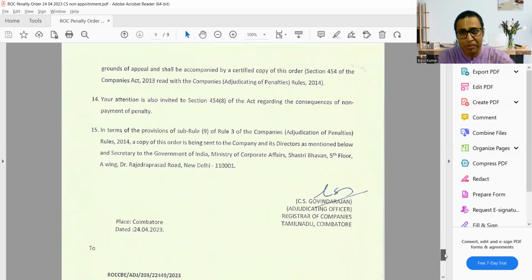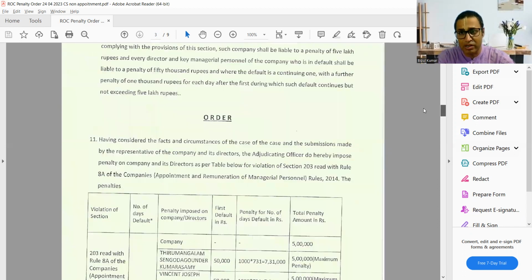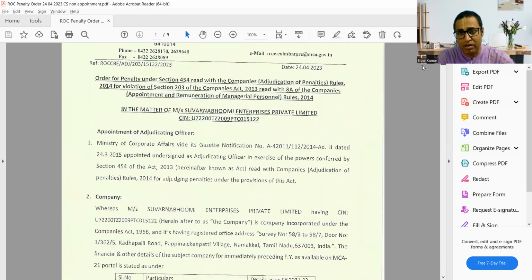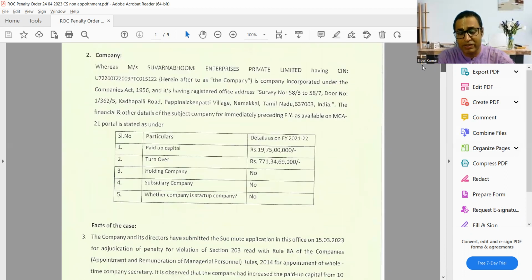This is the adjudication order copy. You may refer to the adjudication order copy on the MCA site, or you may give your number or email ID so that I will forward this adjudication order copy.